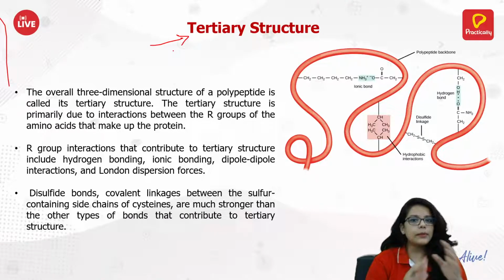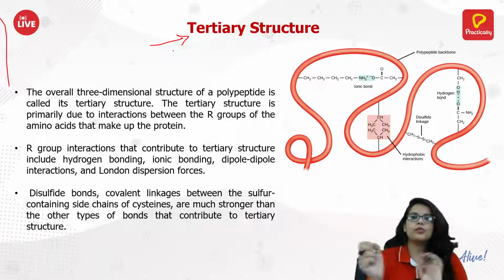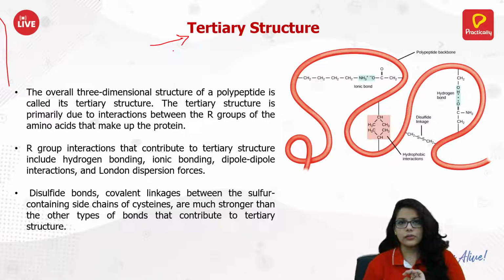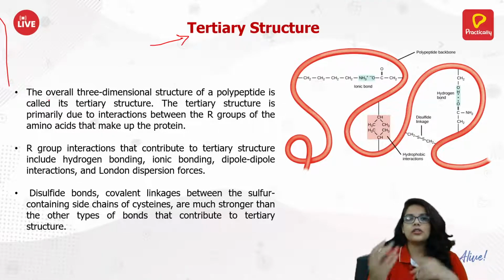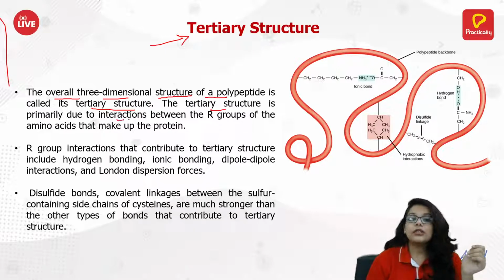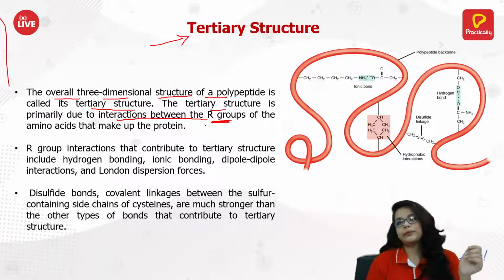Here, there will be amino and carboxyl groups. But with that, we'll have the R groups also bonding with each other. That kind of structure forms a tertiary structure. So the overall three-dimensional structure of a polypeptide is called tertiary structure. The tertiary structure is primarily due to the interactions between the R groups.